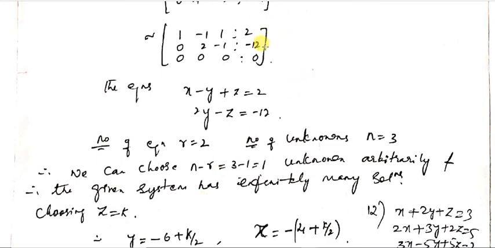And also we can say, if the rank of the matrix A is equal to the rank of the augmented matrix, and it is less than the number of unknowns, where r represents the rank, then n minus r unknowns we can choose arbitrarily.